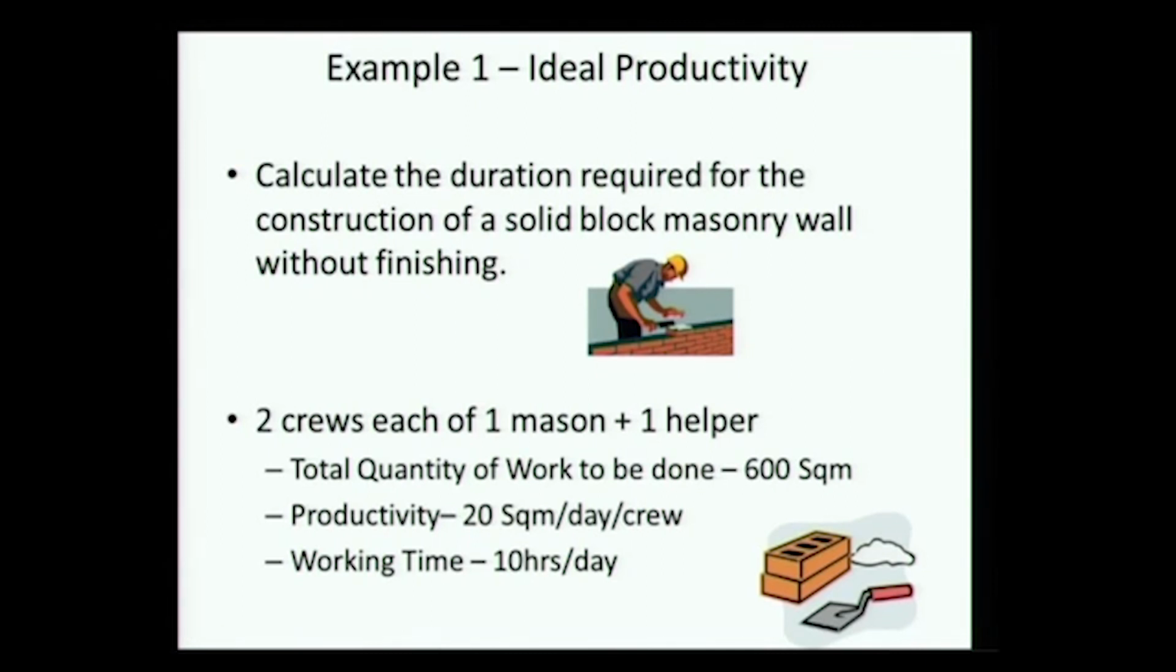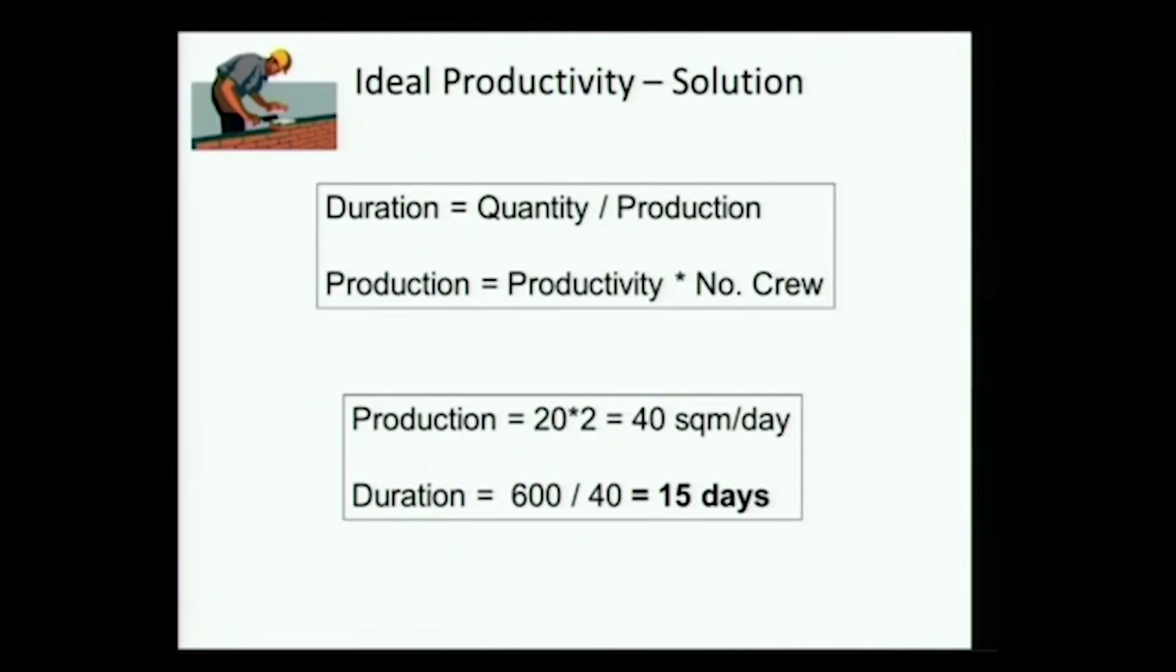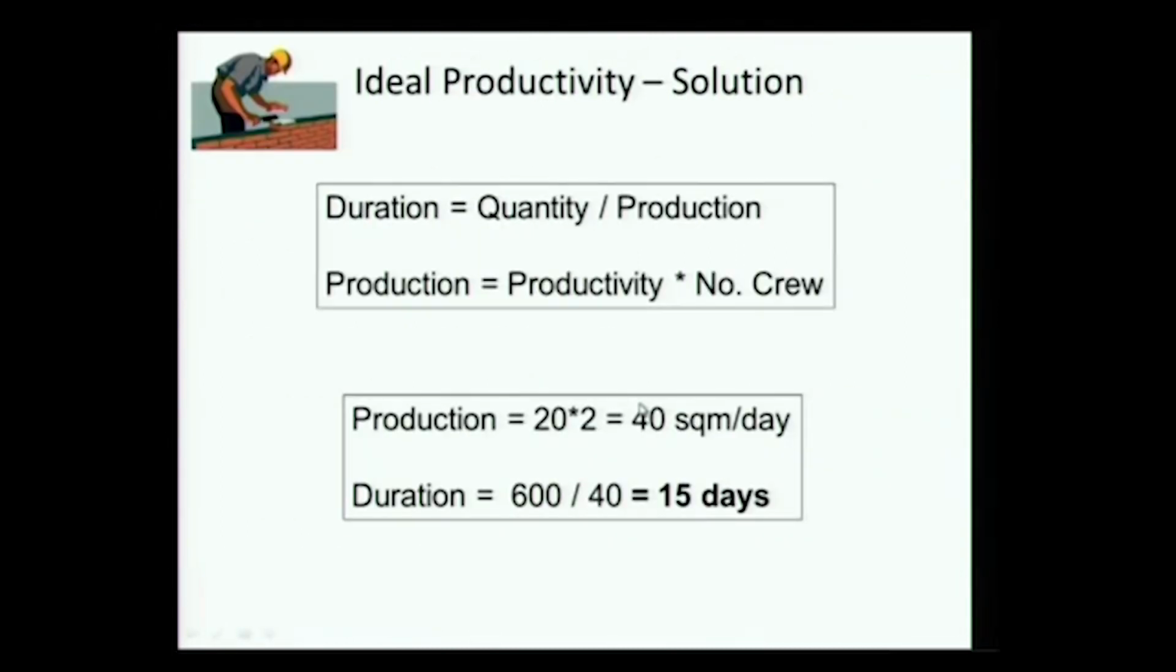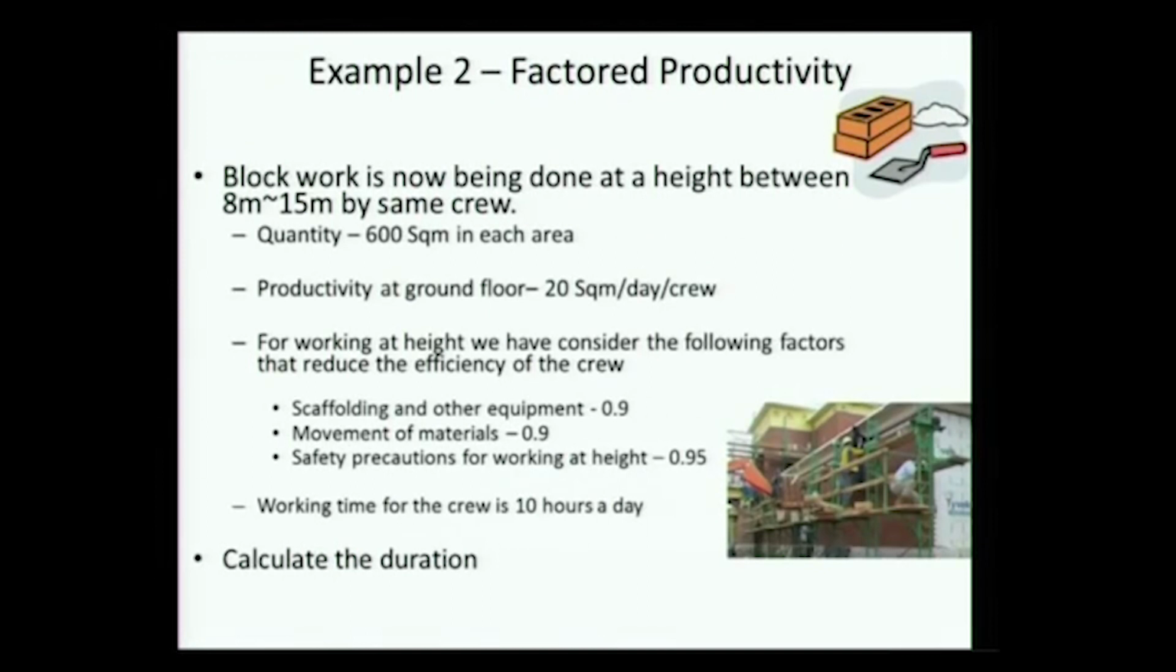15 days. Okay, so if I am going in from a productivity perspective, duration is quantity by production. Production is productivity times number of crew. I find my production and I find my duration. Now, any questions? I am sure there are no questions on this. It's very straightforward.